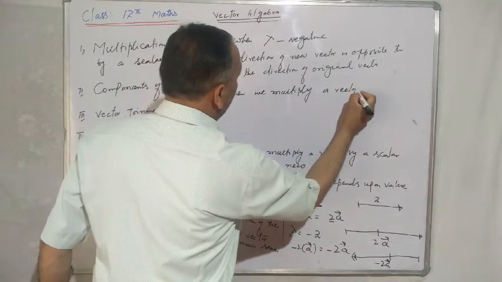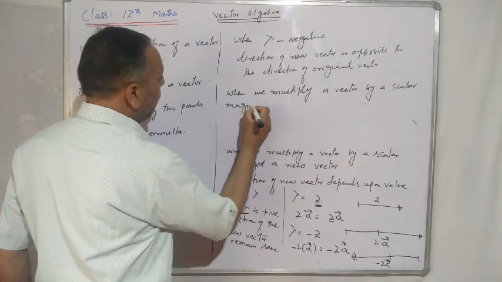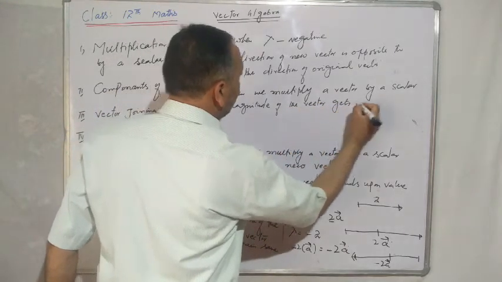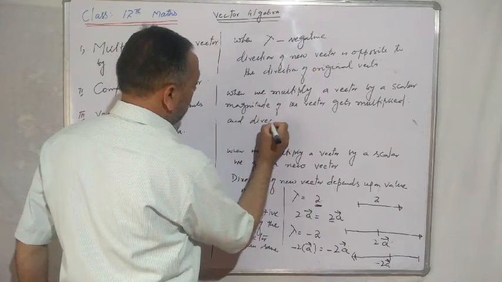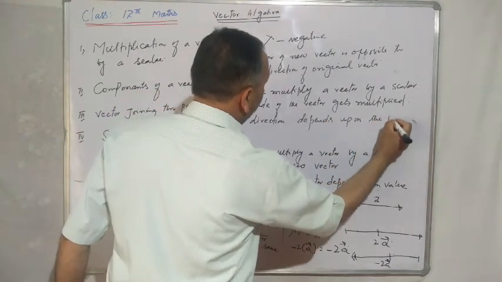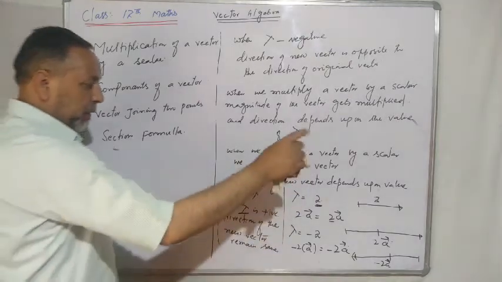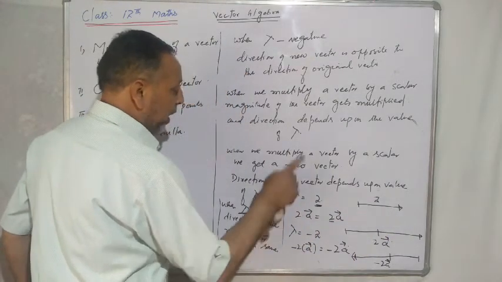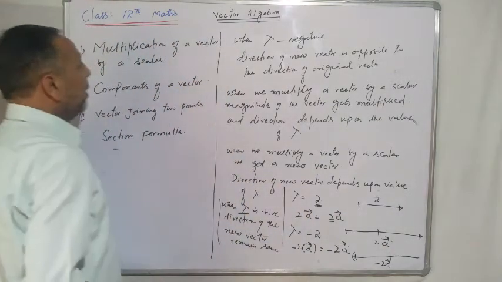Therefore, when we multiply a vector by a scalar, magnitude of the vector gets multiplied and the direction depends upon the value of lambda. यानी जब हम वेक्टर को स्केलर से मल्टीप्लाई करेंगे तो मैग्नीट्यूड चेंज होगा, लेकिन डायरेक्शन डिपेंड्स अपॉन द वैल्यू ऑफ लैम्डा। अगर लैम्डा पॉजिटिव है तो डायरेक्शन सेम रहेगी, अगर लैम्डा नेगेटिव है तो डायरेक्शन अपोजिट होगी। This is how we multiply a vector by a scalar.